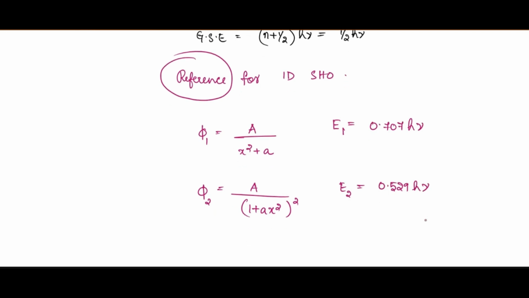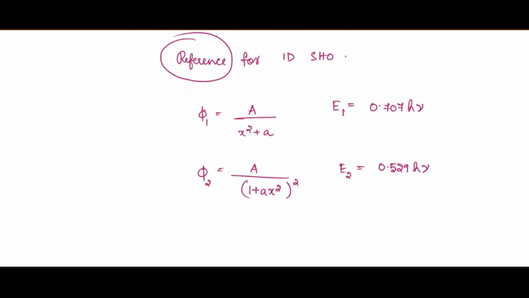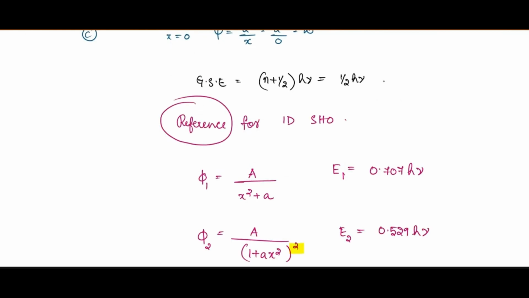This is from the reference. So from this reference, what we can see is, if you just compare the denominators of the trial wave functions, if you square the denominator within the trial wave function, the energy gets closer to 0.5. Here it is 0.7, and here it is 0.52. The exact energy that you want is 0.5 h nu. So as you increase the power of the denominator in the trial wave function, it gets closer.